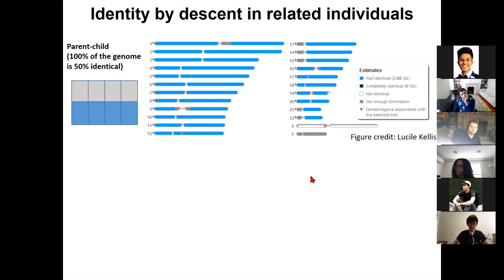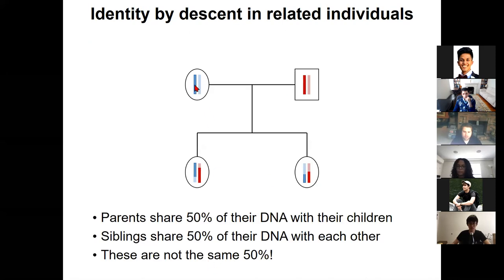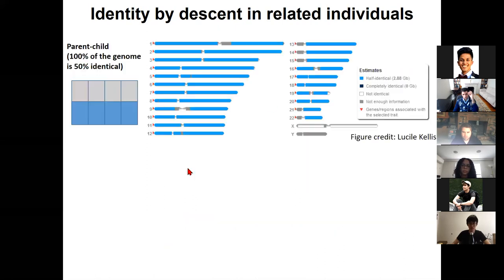So here's a comparison of my son's DNA versus my DNA. You can see here that at 100% of the genome, we are exactly 50% identical. And the reason for that is because I gave him either my mom's DNA or my dad's DNA at every locus. And my wife also gave him either her mom's or her dad's DNA at every locus, okay?